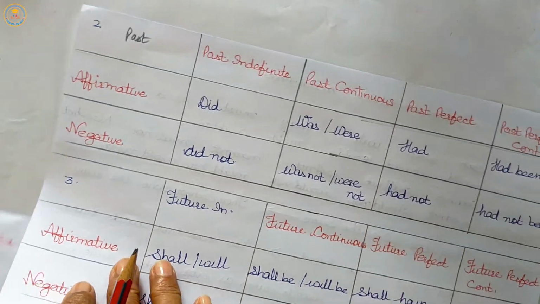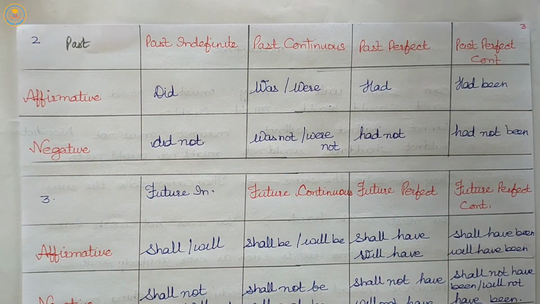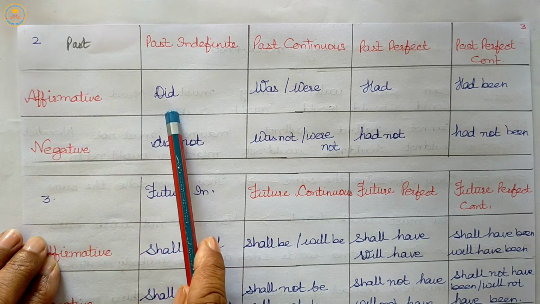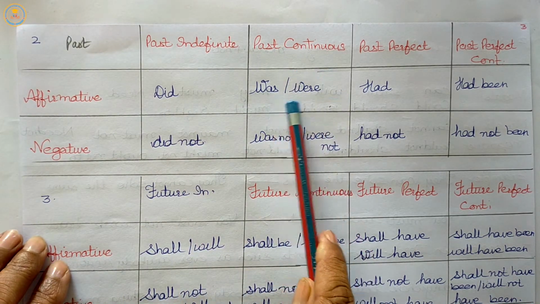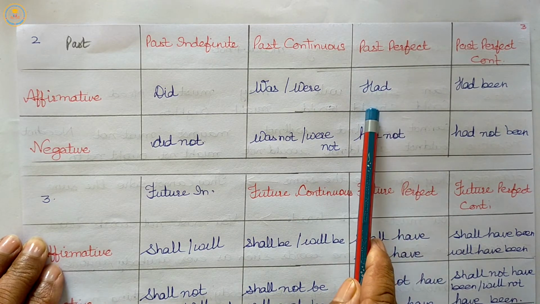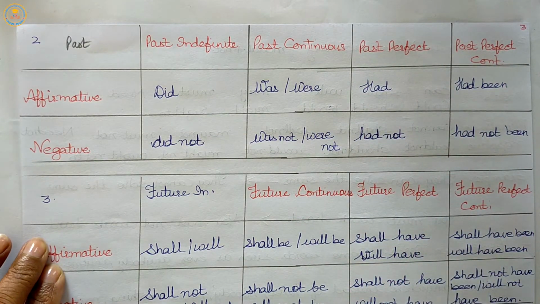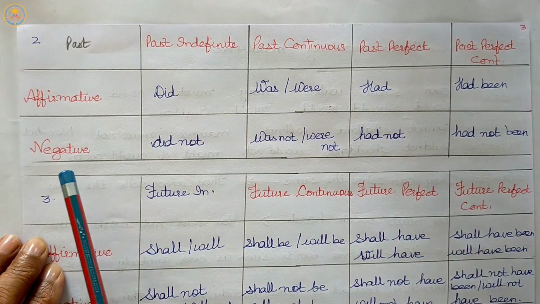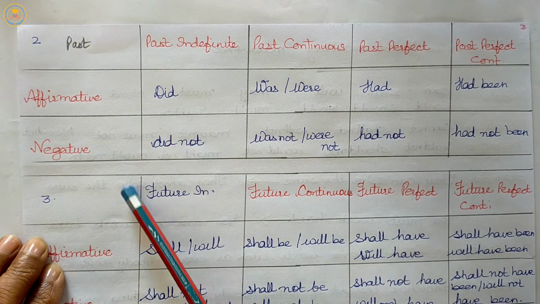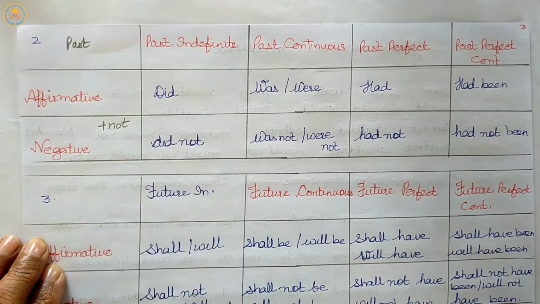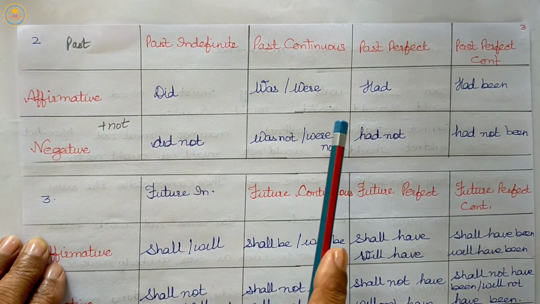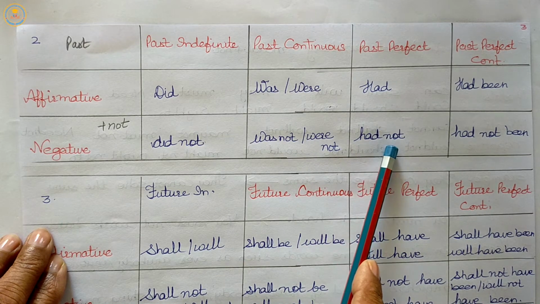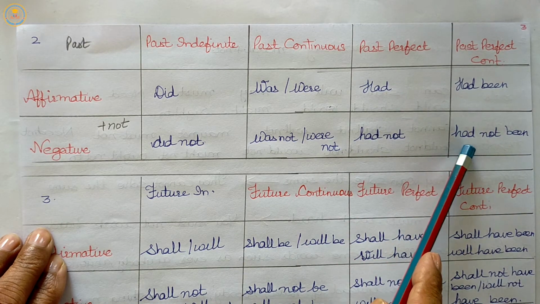Past tense means here we are talking about our past situation. Past indefinite, affirmative with did, past continuous with was or were, past perfect with had, and past perfect continuous with had been. And to convert affirmative to negative in all these tenses, negative will be did plus not. Here we will add not with the auxiliary verbs. Did not, past continuous was not or were not, past perfect had not, and past perfect continuous had not been.